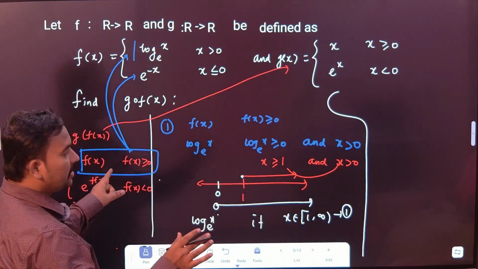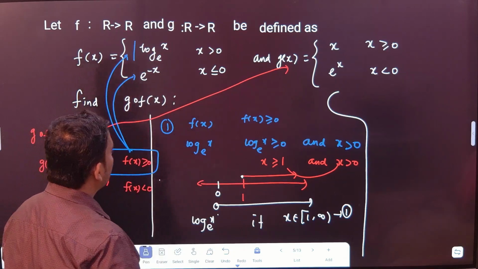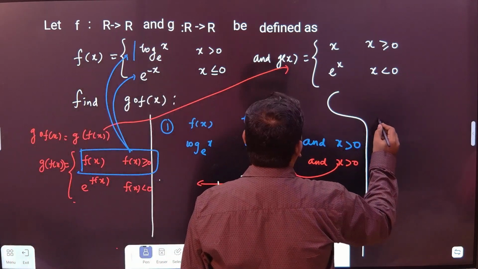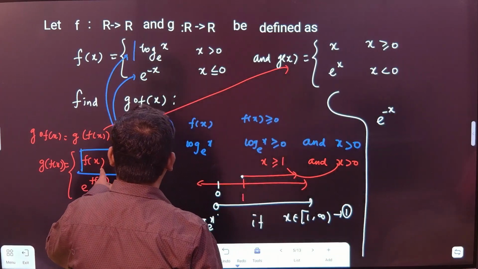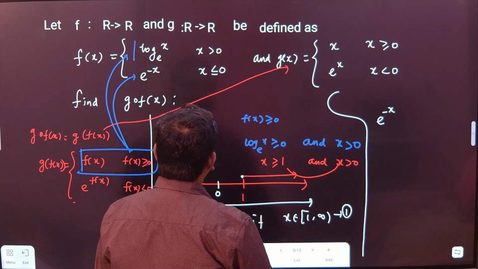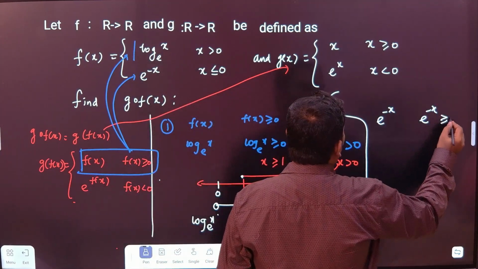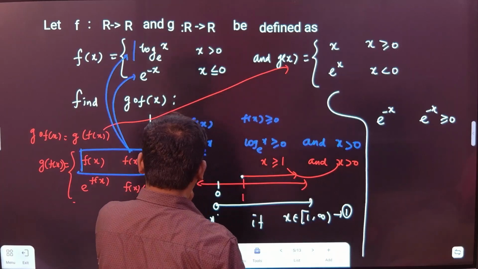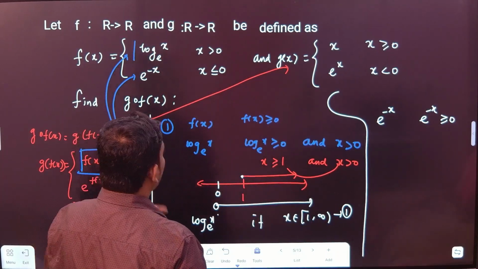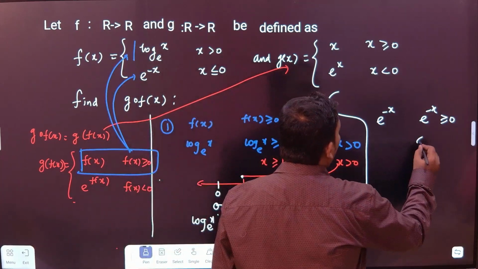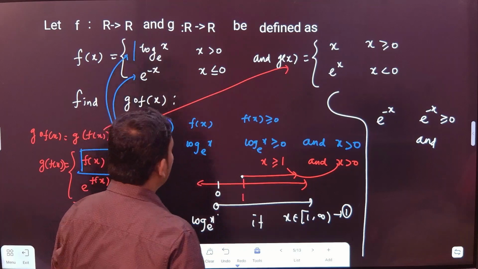First function you can fix it, you can apply log x base e, then second you can apply the e power minus x. E power minus x you can do it. First you can see f of x is what? E power minus x. E power minus x is greater than or equal to 0. Clear? Just replace x by f of x, right? Okay, so then what condition will you get for e power minus x when x is less than or equal to 0?